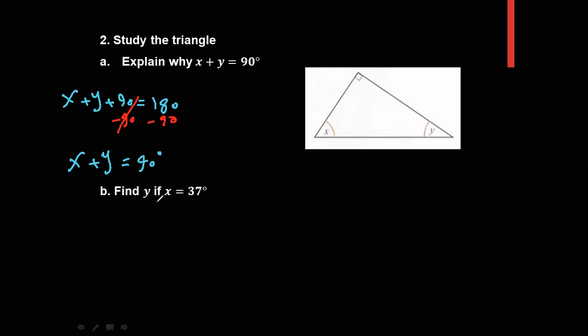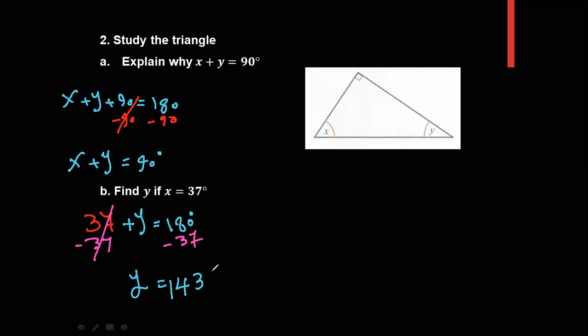Number B, find y if x equals 37. I will just replace x and put 37. This is 37 plus y equals 180. We will just cancel 37 from this side and from this side. For the value of y, 10 minus 7 equals 3, 7 minus 3 equals 4, and 1 could equal 143.